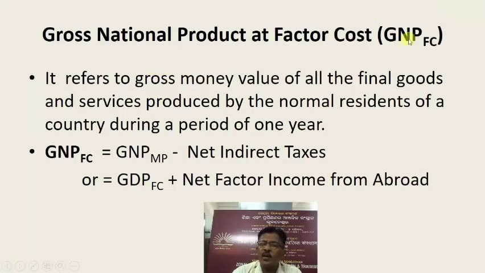So gross national product at factor cost. It refers to the gross money value of all the final goods and services produced by the normal residents of a country during a period of 1 year. Therefore, you can derive GNP at factor cost from GNP-MP, already discussed, minus net indirect tax. Or, as already discussed in the domestic concept, in GDP at factor cost, if you add NFIA, you will get GNP at factor cost.